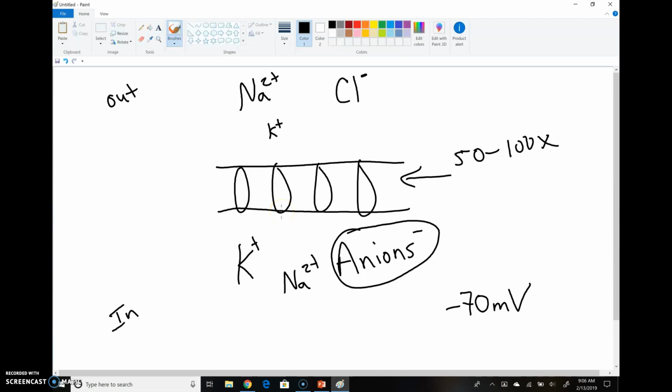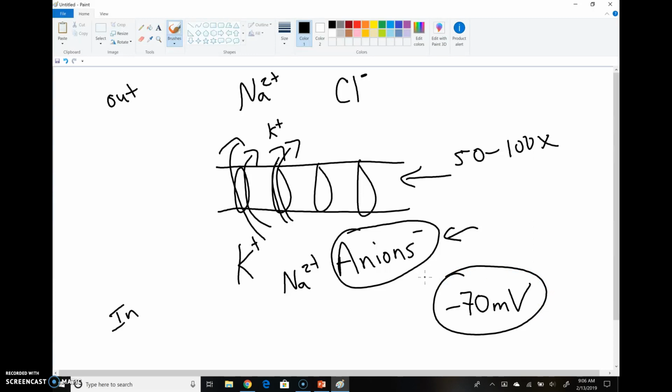I just explained how this membrane right here is 50 to 100 times more permeable to potassium than it is to sodium. So we are going to have a lot of potassium going through potassium channels to the outside of the cell. What's going to happen is we're going to leave these negatively charged anions behind, and that's what gives us our resting membrane potential of negative 70 millivolts.